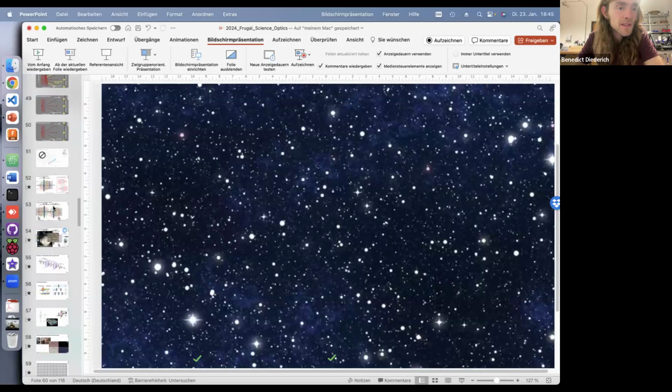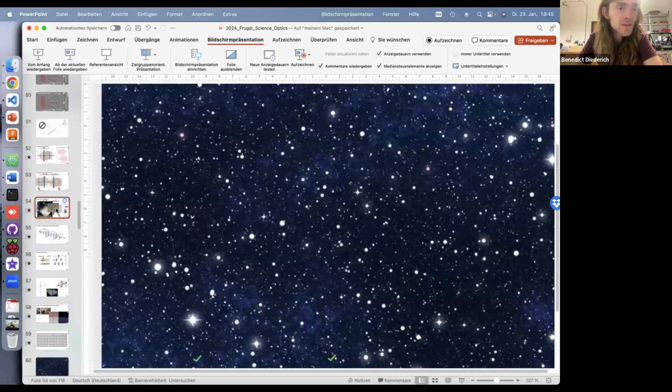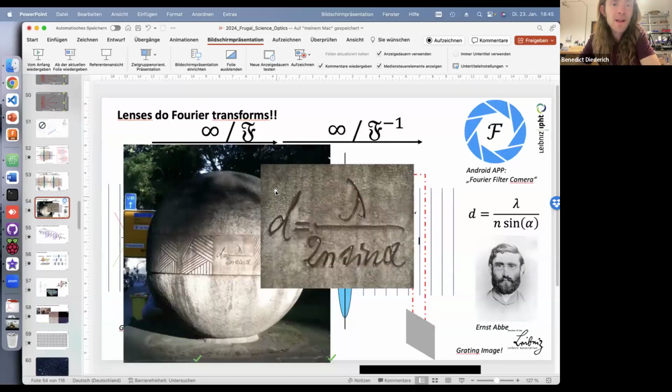And so I think that's also where we stopped last time. So this is then also the formula for microscopy essentially.